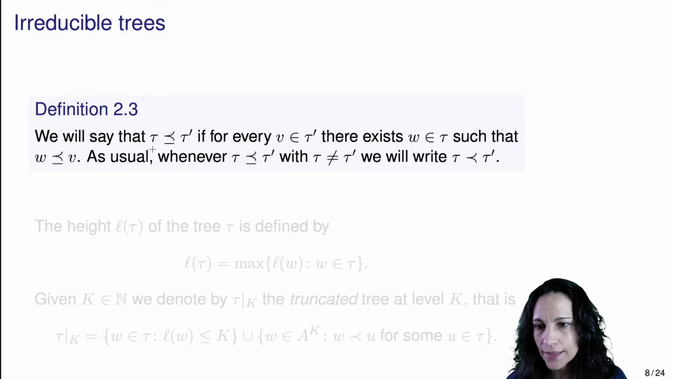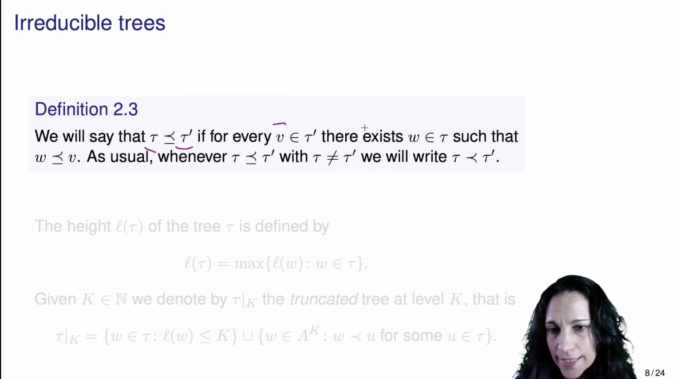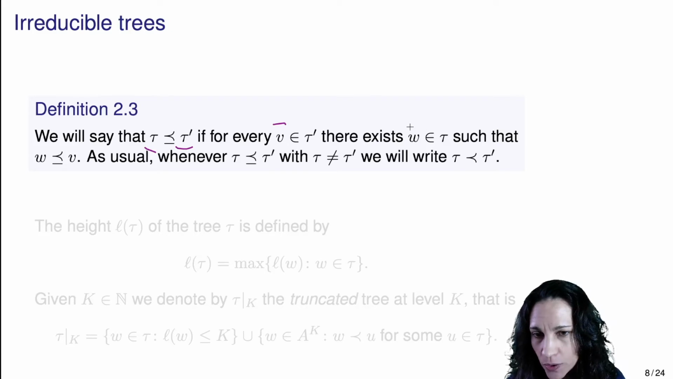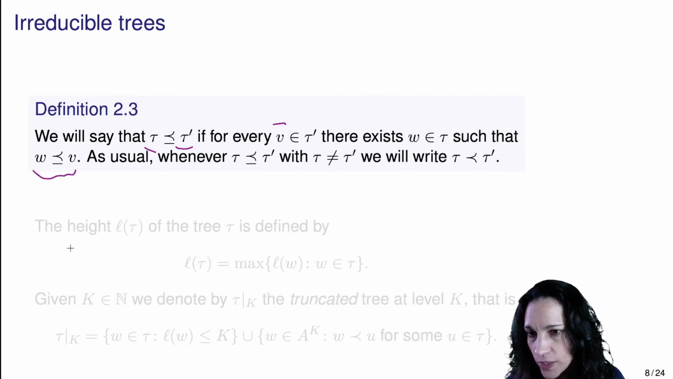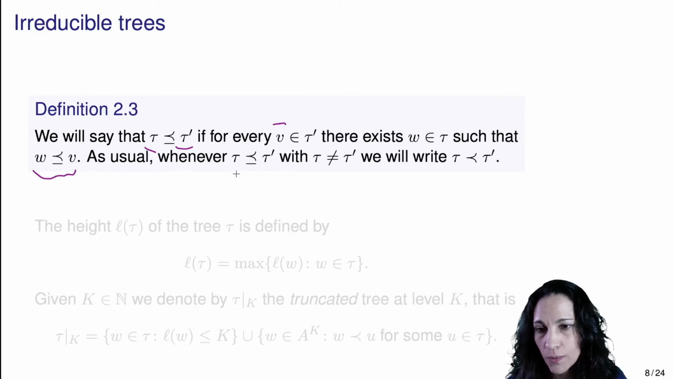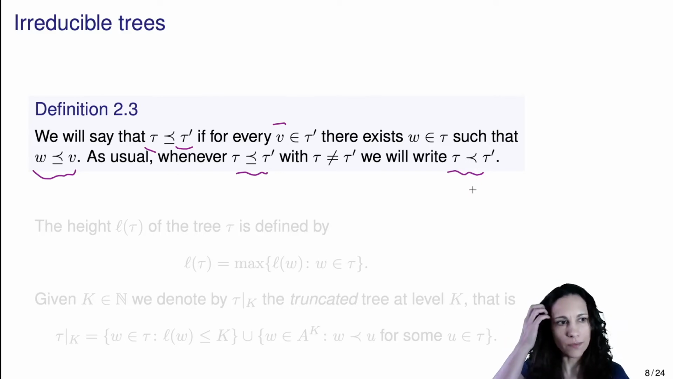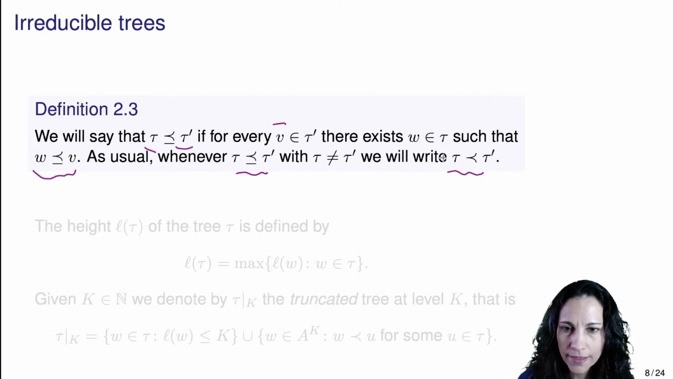So let's define a partial order on the set of trees. We say tau is smaller or equal tau prime if for every sequence v on tau prime, there exists a sequence w on tau such that w is a suffix of v. As usual, whenever tau is smaller or equal tau prime, but they are different, then we know this as strictly smaller. So we write like this here.